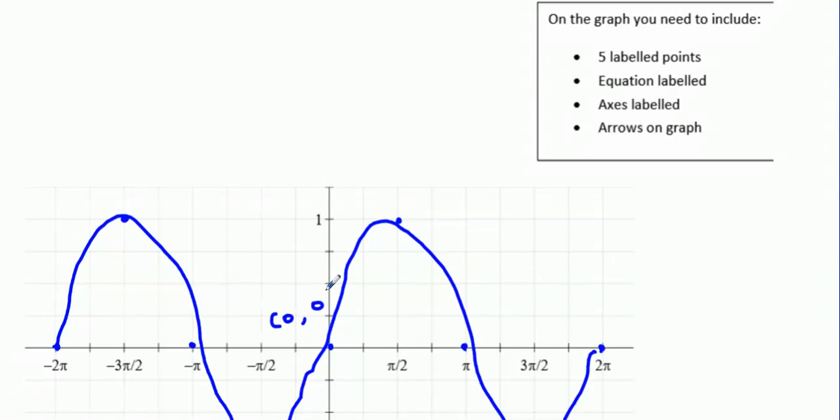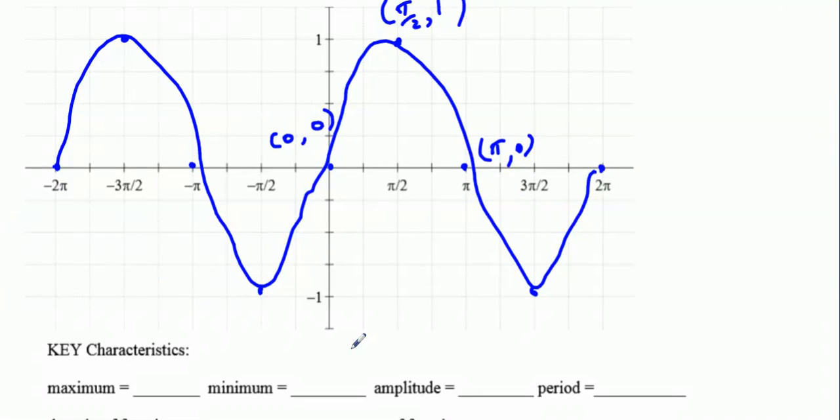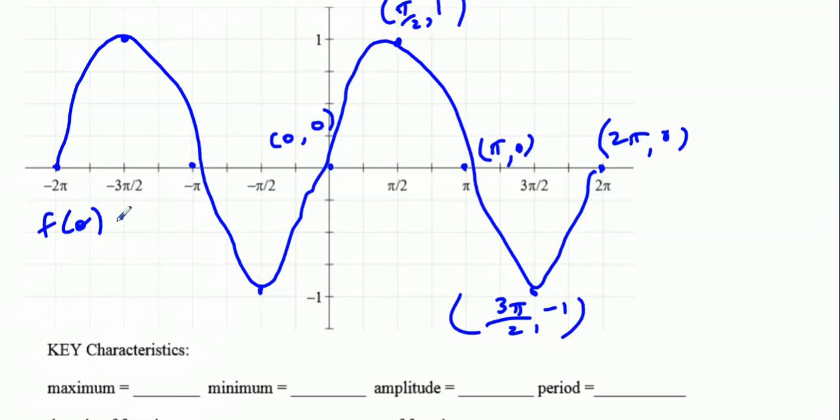sine or cos. We'll talk about tan when we get there. So this is the point 0, 0. This point up here, we've gone over pi by 2, so that's our x, and we've gone up 1. Over here, we've gone over pi, and we're at 0. Over here, we're at 3 pi by 2 and negative 1, and then back here at 2 pi and 0. I would expect you to put the equation on there somewhere, and we're good.